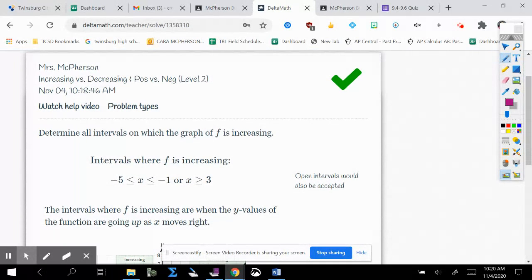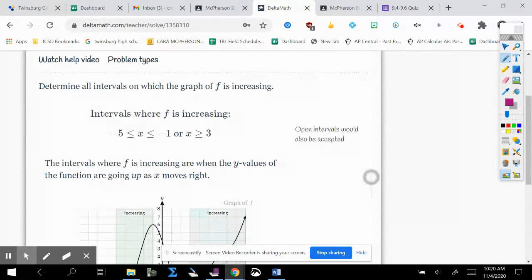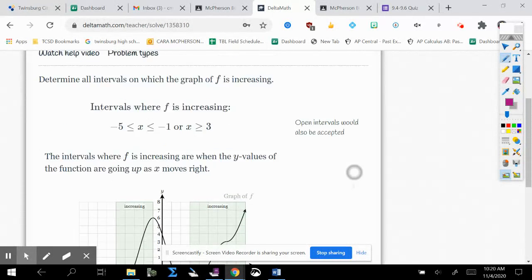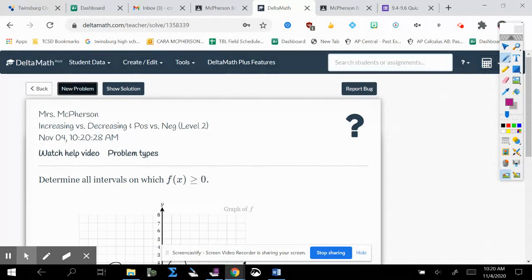You'll notice they accept less than or equal to or less than signs. They would also accept brackets or parentheses. The only time they're going to get picky is if you use an infinity sign. You do not want to use brackets around that. You do need to use parentheses for that. It's probably safer to use parentheses for all of these because you know it's going to be good. So then there's the picture, increasing, increasing. I can show you one more.